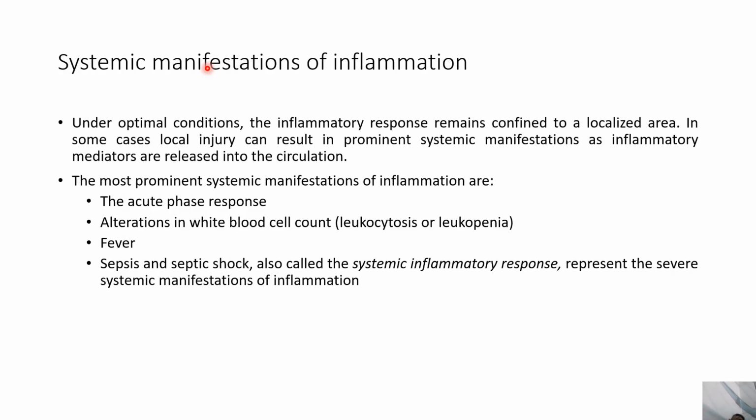If we talk about the systemic manifestations of inflammation, what are the phenotypes? Under optimal conditions, the inflammatory response remains confined to a localized area. In some cases, local injury can result in prominent systemic manifestations as inflammatory mediators are released into the circulation. The most prominent systemic manifestations of inflammation are the acute phase response, alterations in white blood cell count, leukocytosis or leukopenia, fever, sepsis and septic shock, also called the systemic inflammatory response. They represent the severe systemic manifestations of inflammation.